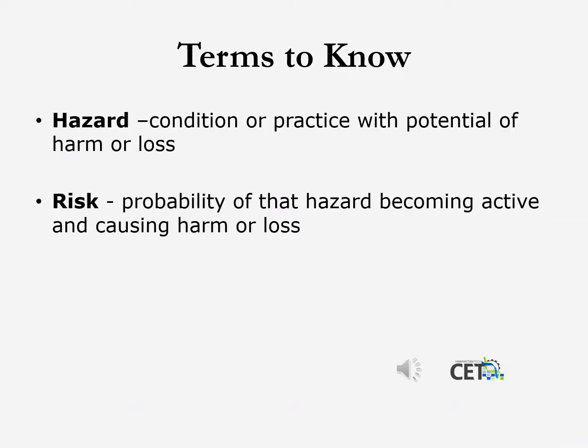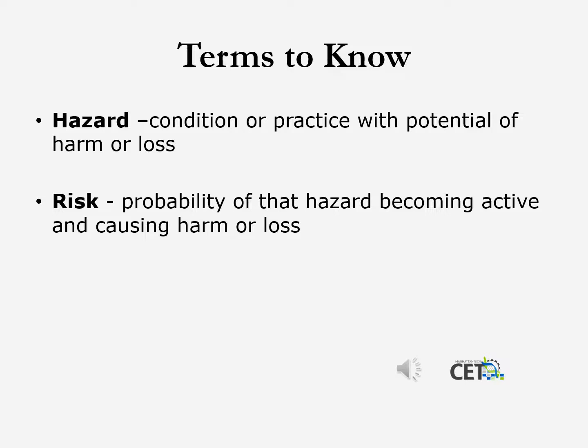This unit focuses on one of many methods of risk assessment, the IAM method. IAM is identify, assess, and manage. So within this method, hazard and risk take up different definitions. Hazards are conditions or practices with a potential of harm or loss or danger. Risk is the probability that that hazard will become active and cause the harm or loss.